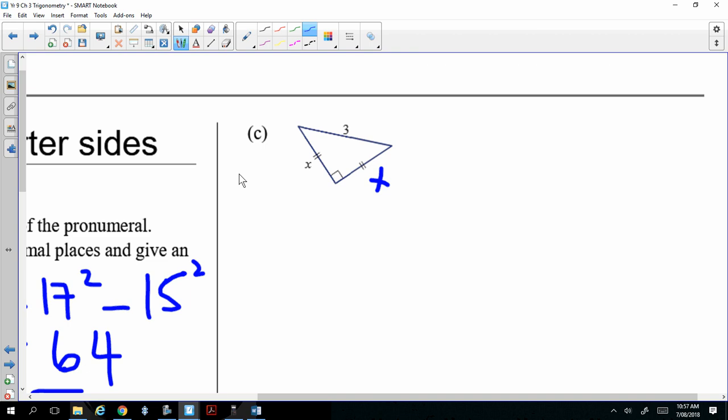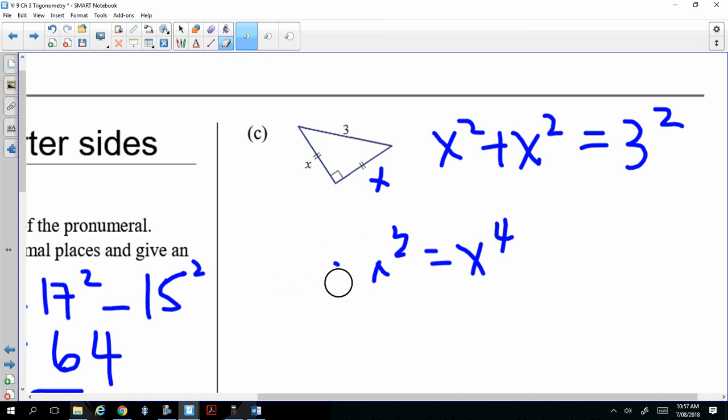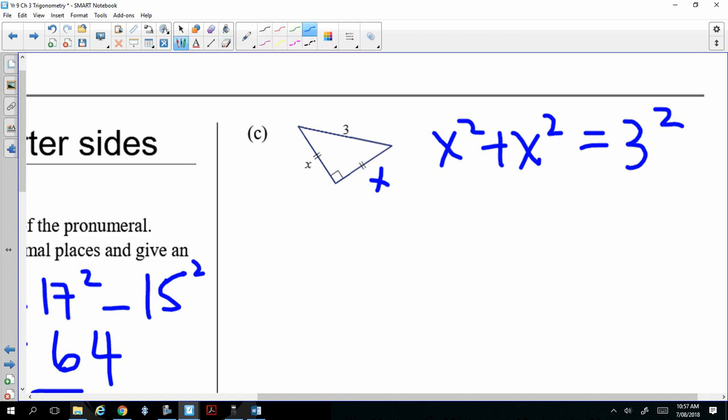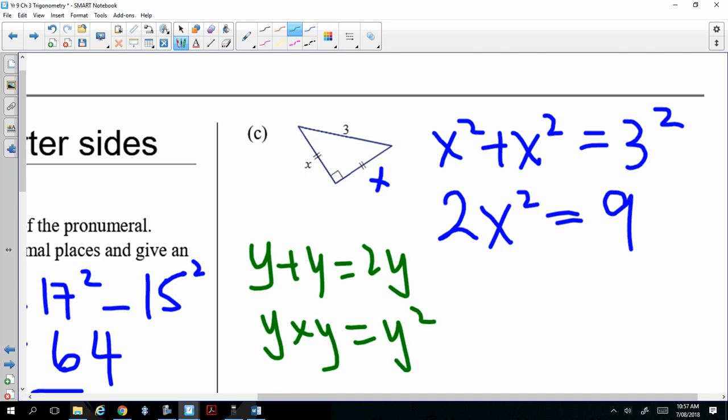In that case, what you need to do is write x squared plus x squared equal to 3 squared. Now what would x squared plus x squared become? X squared multiplied by x squared is x to the 4, but that's times. We're not multiplying, we're adding. So that would be 2x squared. They're like terms. 3 squared is 9. So be careful about the rule. Y plus y is 2y, but y times y is y squared. People get mixed up with these two, so be careful with it.